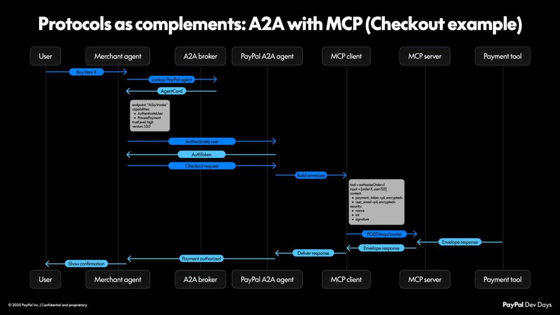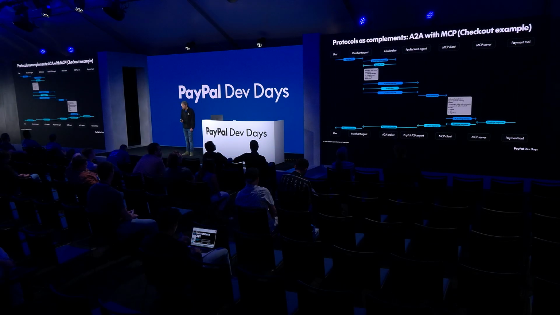And so you can see the envelope construct here, as compared to the agent card construct on the other side. So here you again have a POST MCP invoke on the MCP server. The corresponding tool is called, and then the stack flows all the way back to the user with a completed request.